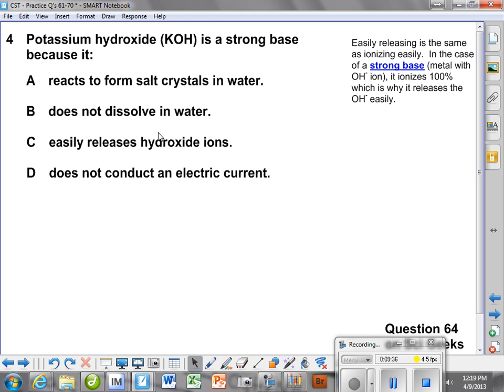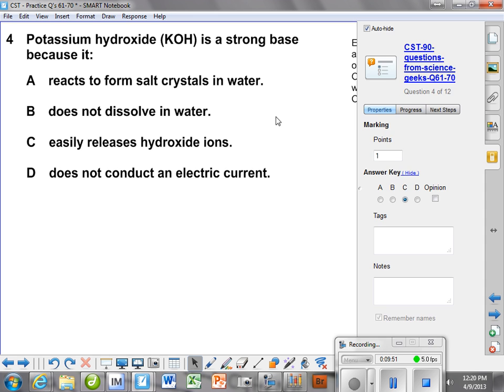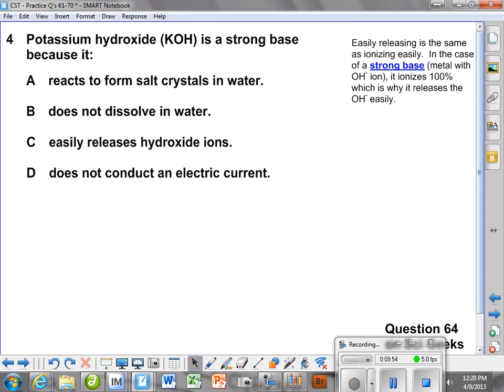Now, going to 64, our last one. Easily releasing is the same as ionizing easily. Okay, easily releasing is what they said in your answer, which is letter C. Let's look at that. See here, we got the words easily releases. Okay, it easily releases what? The hydroxide ion. And that's what this metal is mixed with, potassium and hydroxide. So it's a strong base. And because it's a strong base, it ionizes easily, which is why it releases, which is another way of describing it, it releases the hydroxide easily.